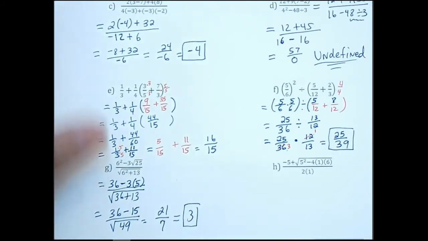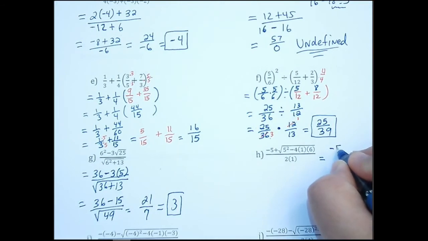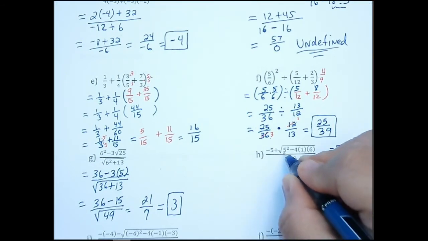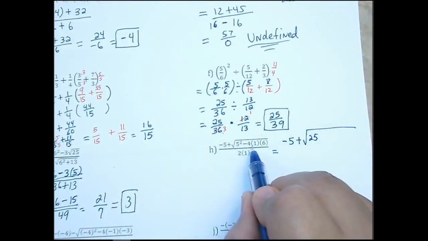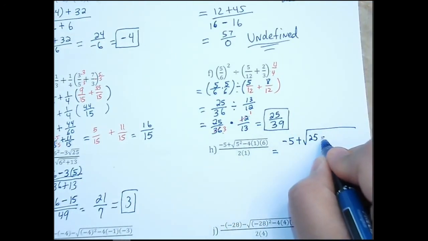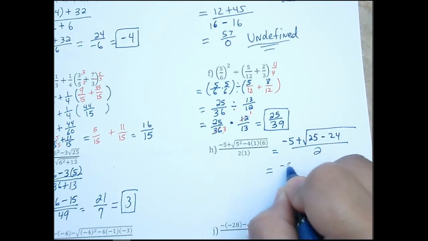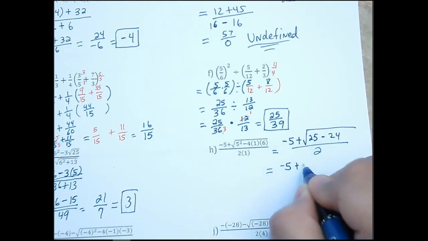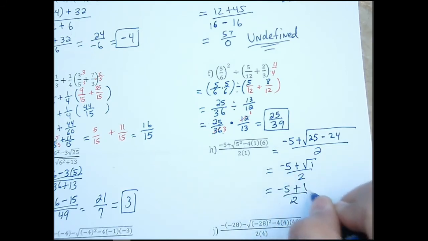Let's go to letter H. So here we have negative 5 plus the square root of 5 squared, which is 25, minus 4 times 1 is 4, times 6 is 24. 2 times 1 is 2. 25 minus 24 is 1. And the square root of 1 is 1. Negative 5 plus 1 is negative 4, divided by 2 gives us negative 2.